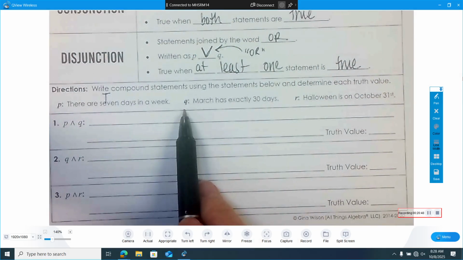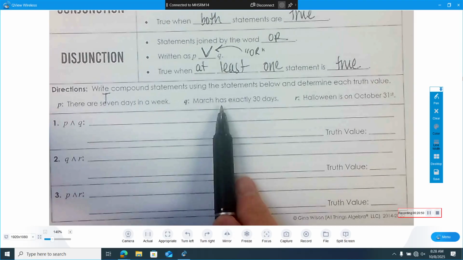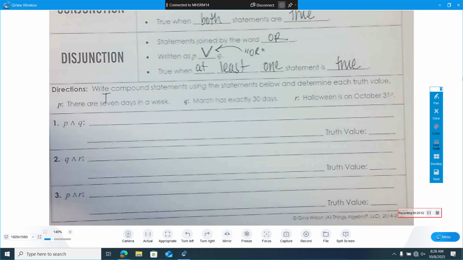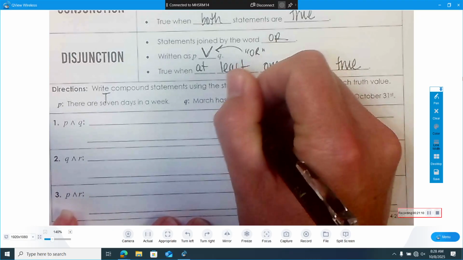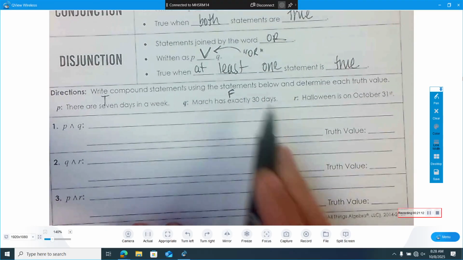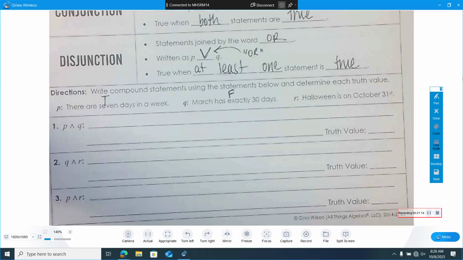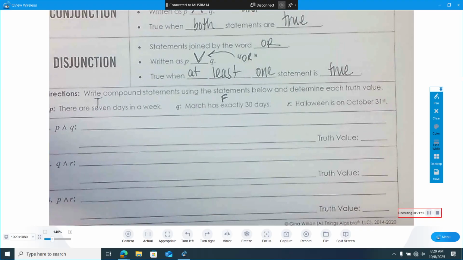All right. Statement Q says March has exactly 30 days. Does March have exactly 30 days? 30 days has September, April, June, and November. All the rest have 31. Does March have 30 days? No, it has 31 days. And so Q is actually a false statement, okay? It does not have exactly 30 days. It has 31 days.